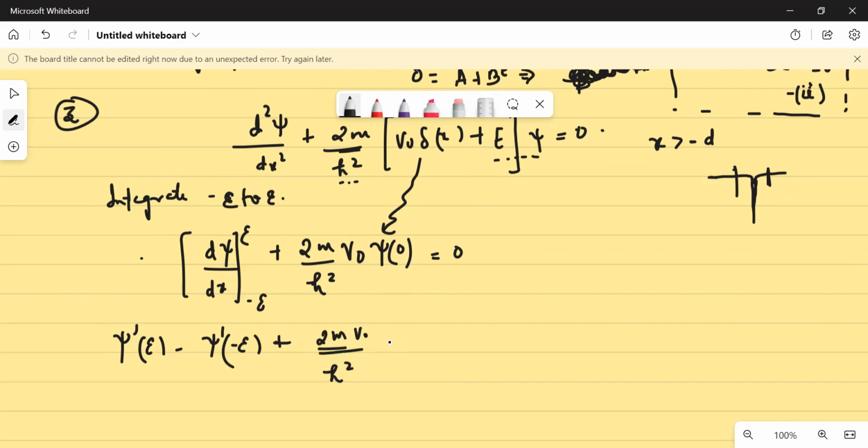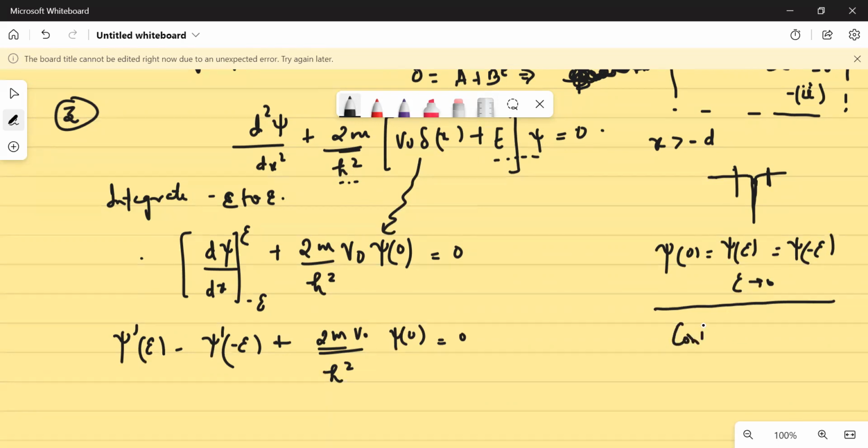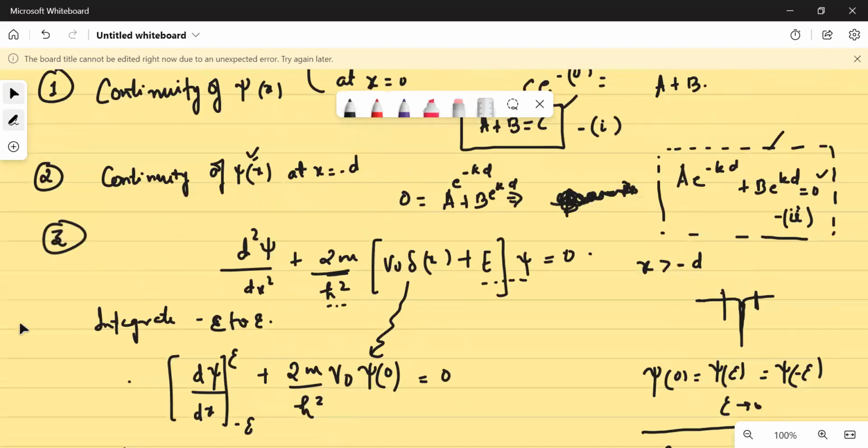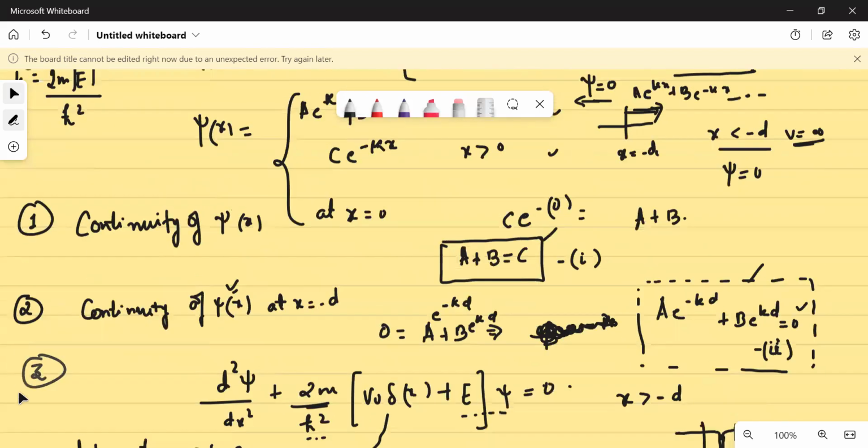and then you have psi of 0. Also remember, I told you yesterday itself that whether you write psi of 0, psi of epsilon, or psi of minus epsilon, in the limiting case epsilon tends to 0, all these are equal because your wave function is continuous. Since your wave function is continuous, you go to the left of 0, you go to the right of 0, and you find the value of the function at 0. All three are equal. Is that clear?